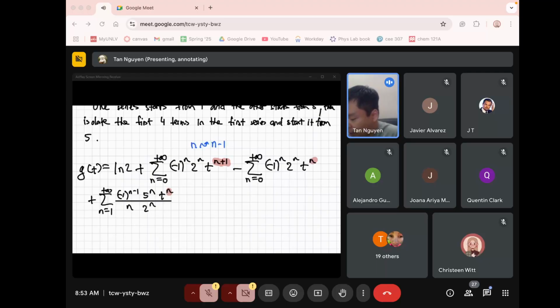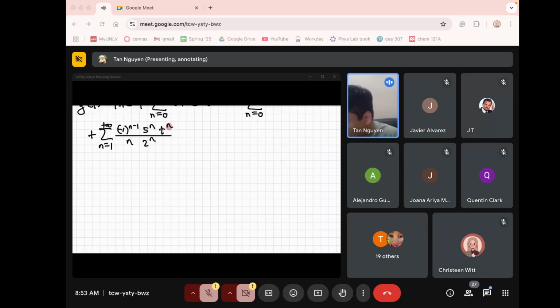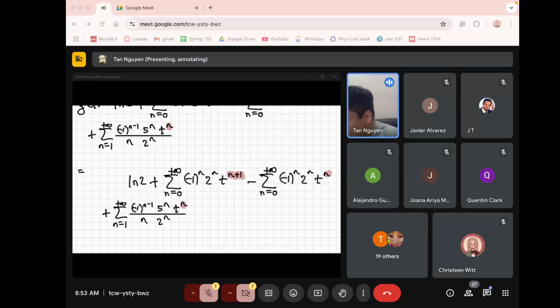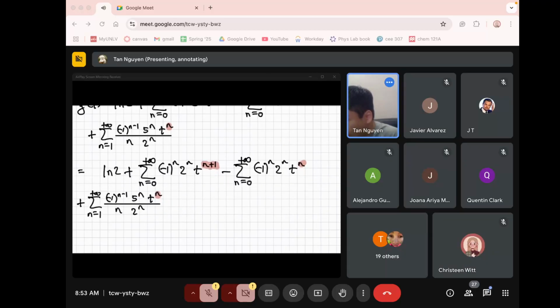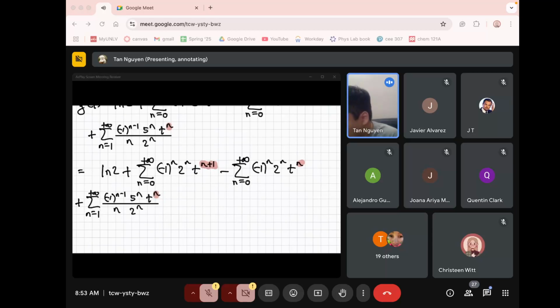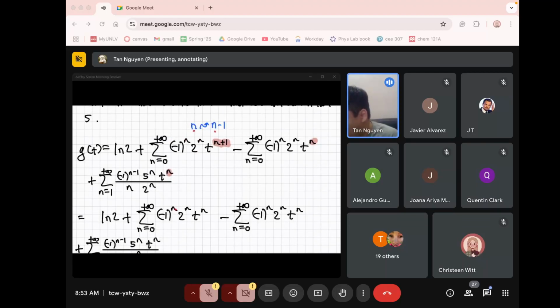So let me copy this down again. If I do that replacement, I'm going to get equals, everything else stays the same, except this n plus 1 becomes n, and the rest of them also need to be replaced. So I replace n by n minus 1, so this power becomes negative 1 to the n minus 1, 2 to the n minus 1.